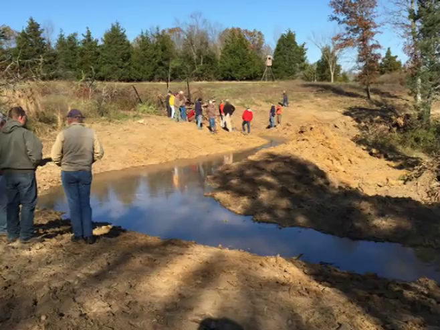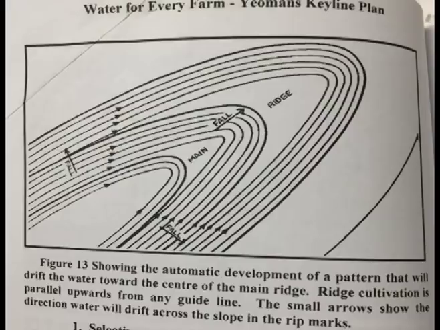Now, one of the things that's mentioned in Yeoman's book is as you do this cultivation pattern going up your ridge, all of a sudden it gets too tight, and you can't turn your equipment here. So you just pull up, and then you do it again. And he has these blank spots that he never addresses in his book. What do you do with those blank spots? That's where I put ridge ponds.